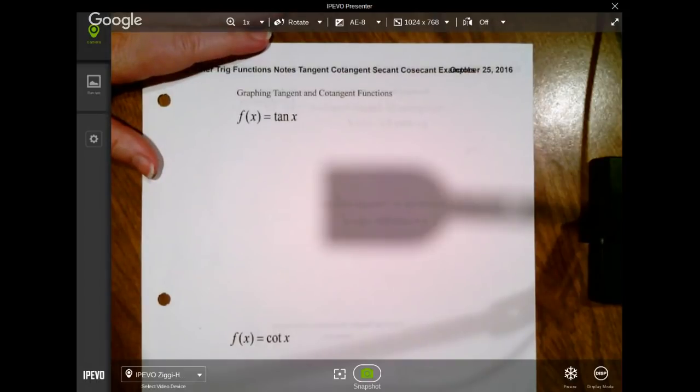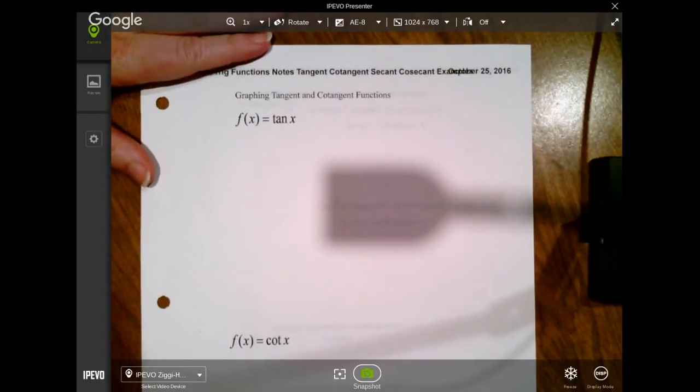This is my third time trying to do this, so hopefully it'll be the one that works. I'm going to go over how to graph tangent, cotangent, secant, and cosecant functions by hand.